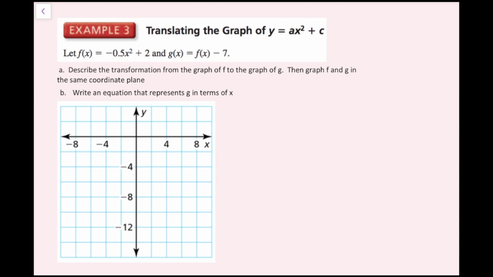Well, right away, before I even graph it, I see that all I'm doing for my g of x is just taking my original f of x and then subtracting 7. So all I need to say for part A is that g is just going to be a vertical translation of f 7 units down because of this minus 7.